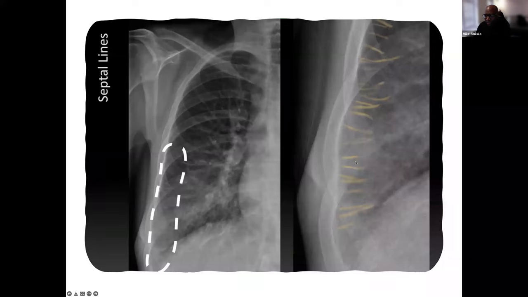These are what they call the linear opacities to the periphery of both lungs, quite common in patients with pulmonary edema. So when you see these on the chest x-ray, it should raise questions about pulmonary edema itself, or there could be a heart condition that this patient may have, or somebody might have had cancer, or they do have cancer, possibly presenting elsewhere.